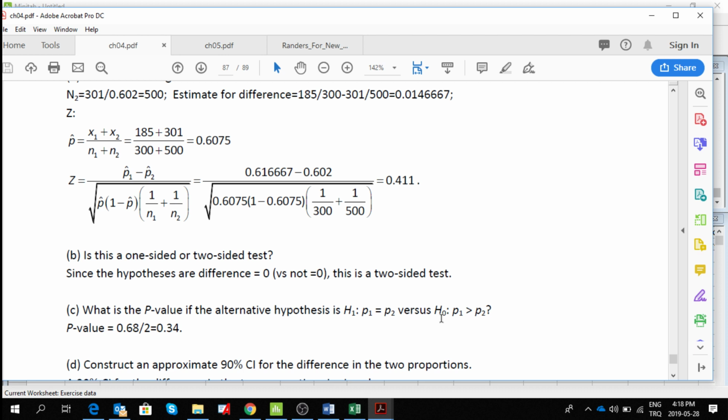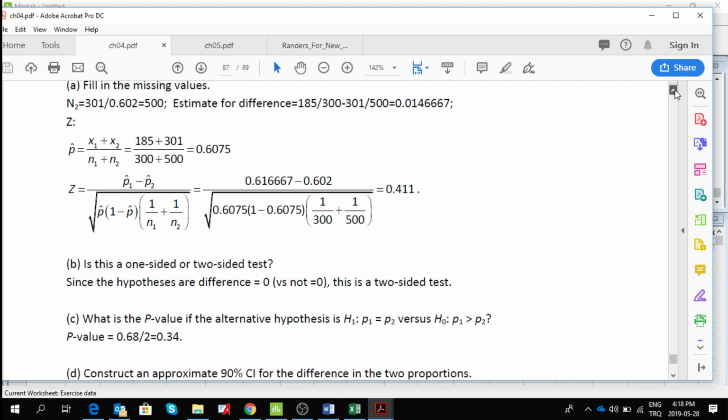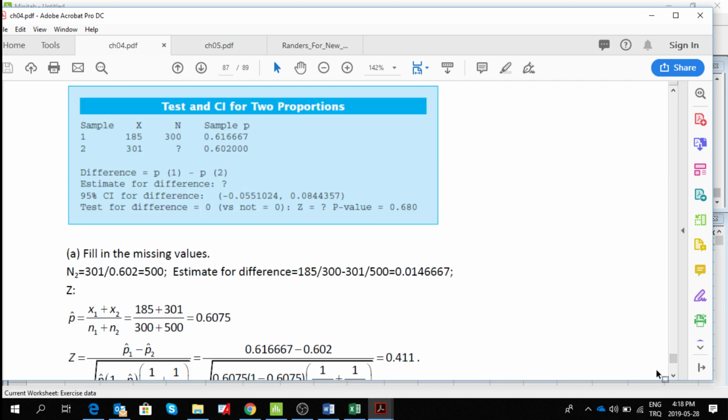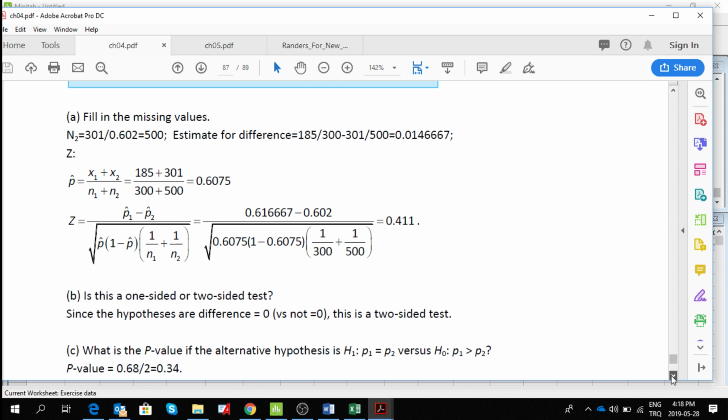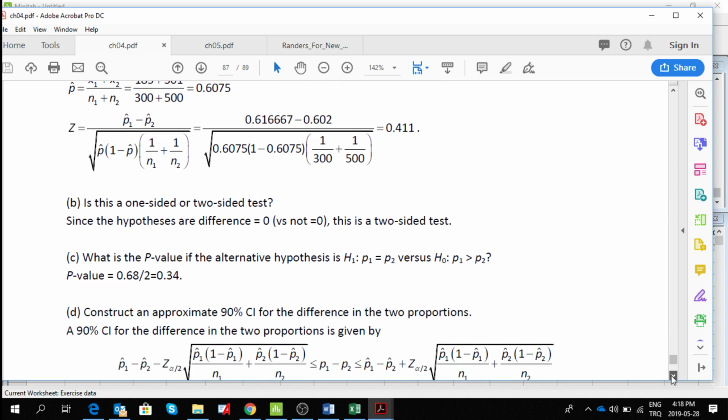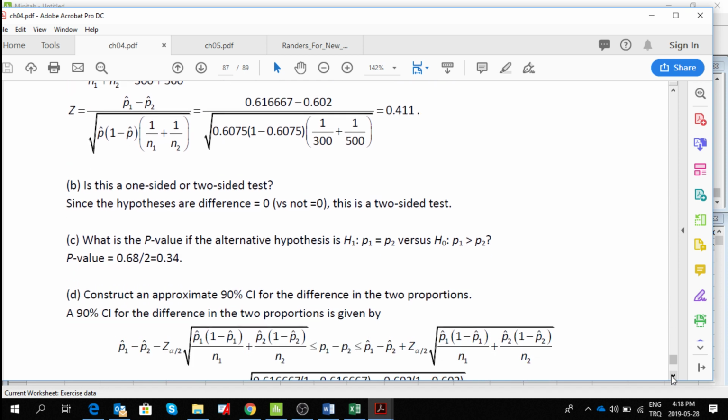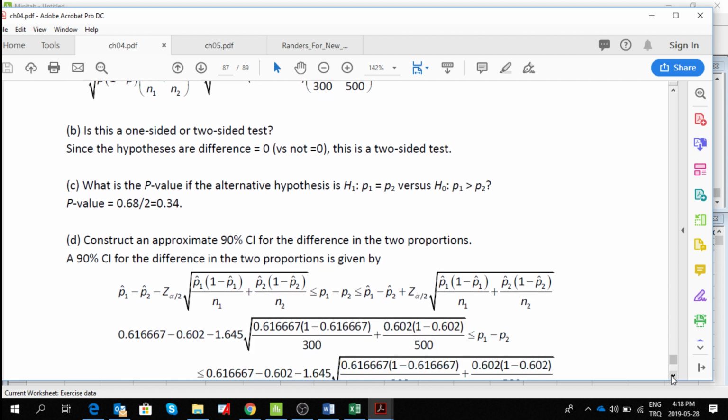Whenever we have a one-sided test, the p-value is going to be half of the two-sided test's p-value. So we just take half of that p-value. We can get the p-value from the Minitab output here. Okay. And then construct an approximate 90% confidence interval for the difference in the two proportions.